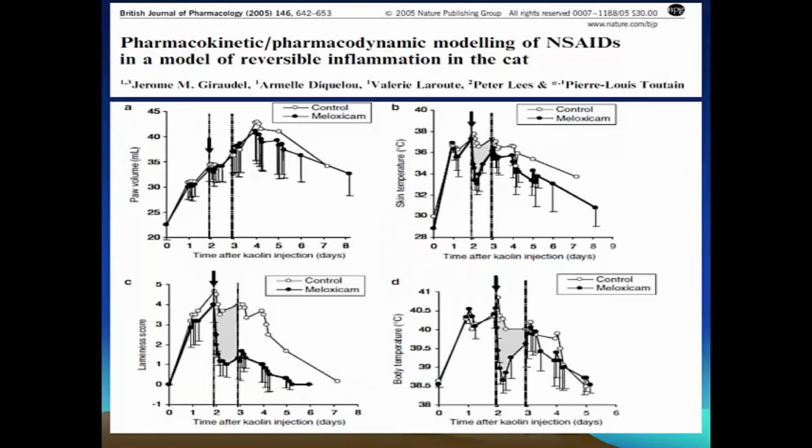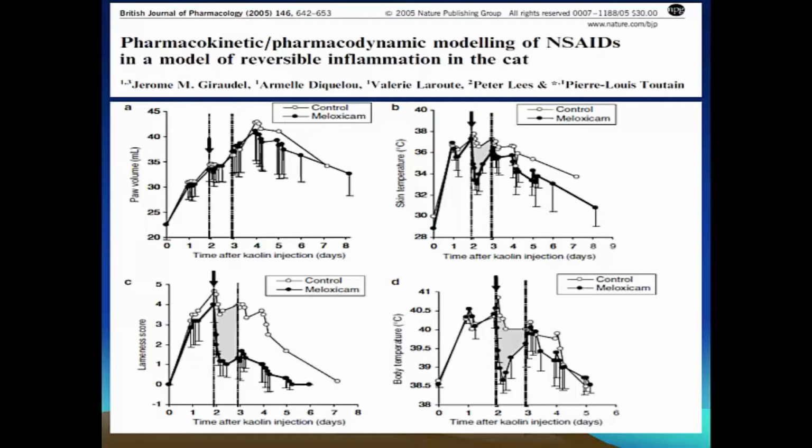So if we look at the results, here we can see the changes that take place by the inflammatory response for each one of these outcomes, and what happens to each one of those when we inject meloxicam on the second day, which is indicated with the arrows.